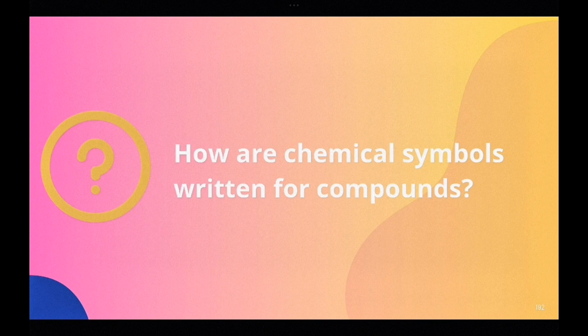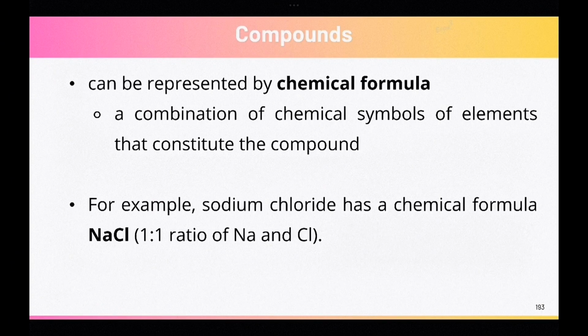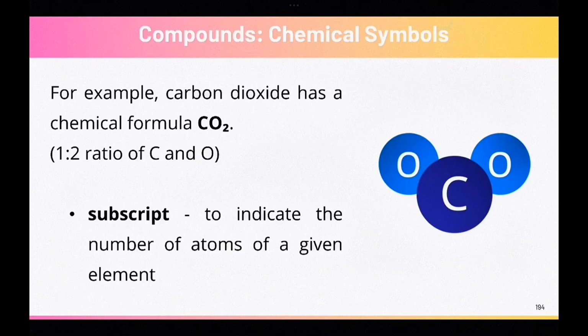How are chemical symbols written for compounds? They are represented by a chemical formula, which is a combination of the chemical symbols of the elements that constitute a compound. For example, sodium chloride has a chemical formula of NaCl. The ratio is 1:1 of Na and Cl. Carbon dioxide has a chemical formula of CO2, where the ratio is 1:2 of C and O.